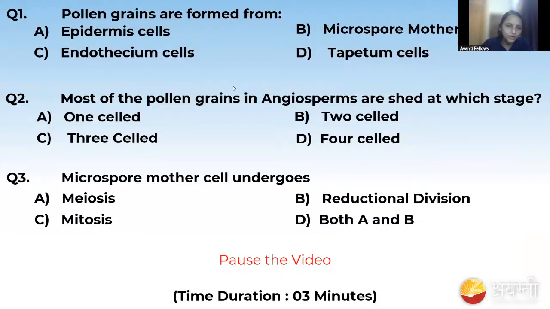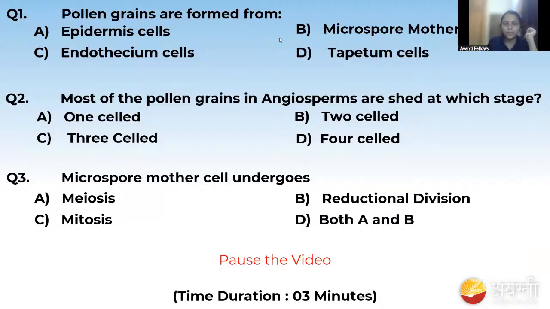Very good, Lily. Very good, Mahalakshmi. Yes, from the microspore mother cell. Right. Option B is the correct answer. Then coming to the second question. Most of the pollen grains in the angiosperm are shed at which stage? Option A, one celled. Option B, two celled. Option C, three celled. Option D, four celled.